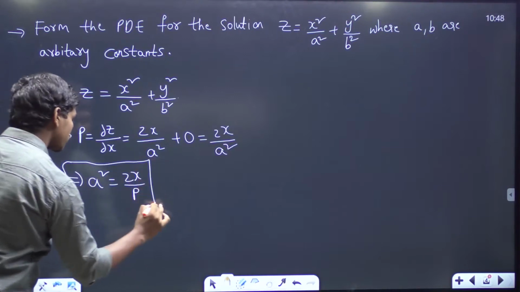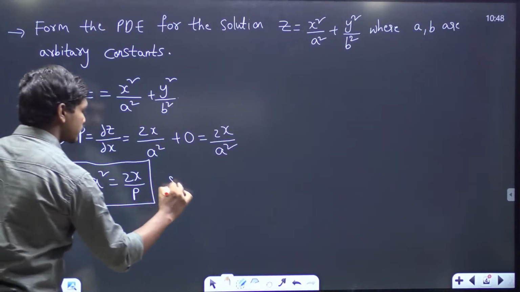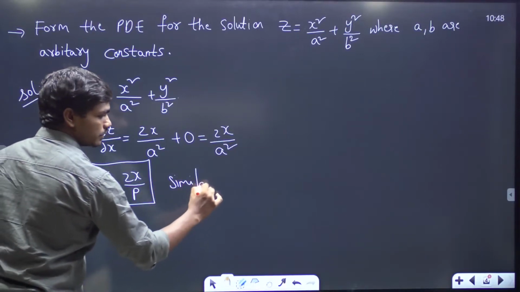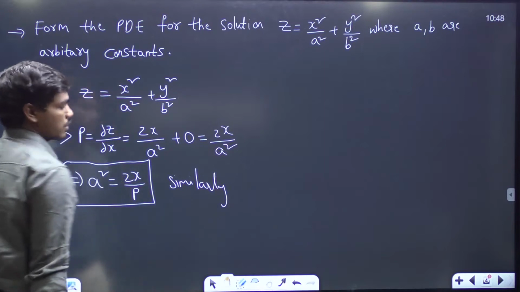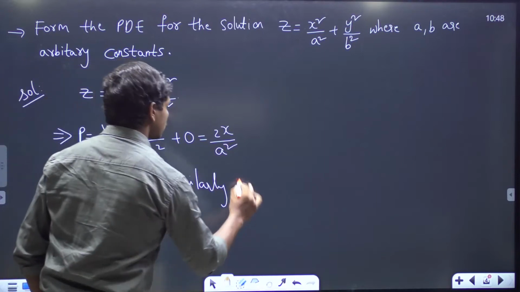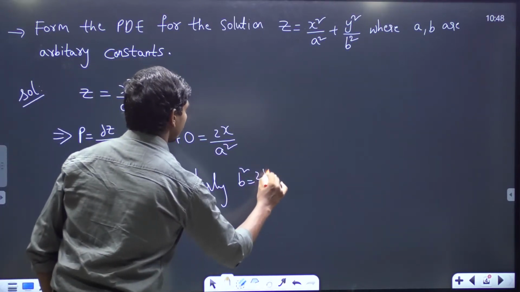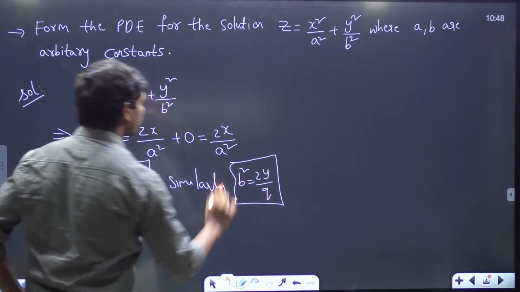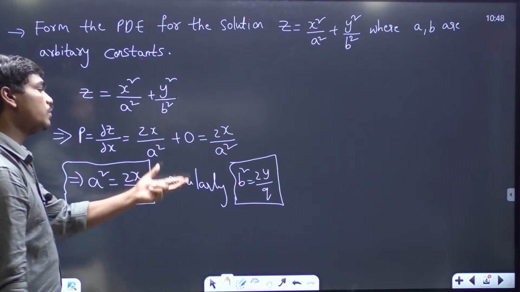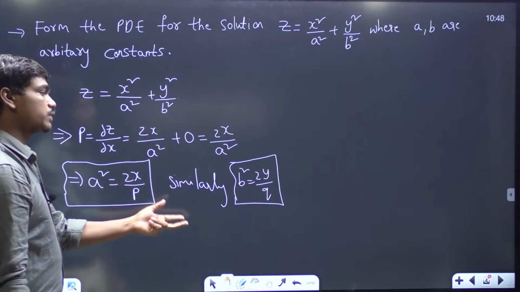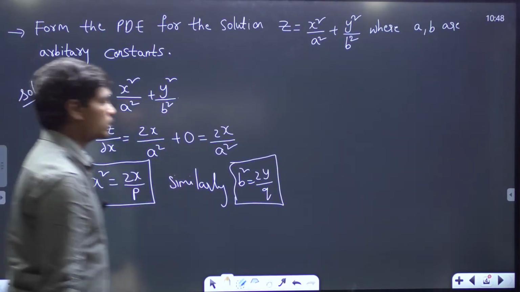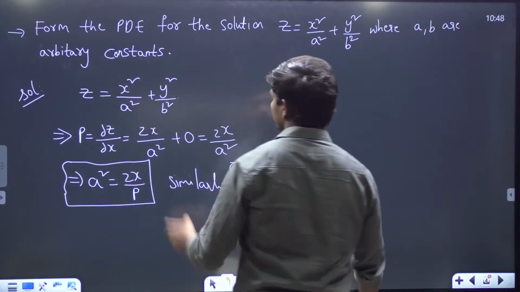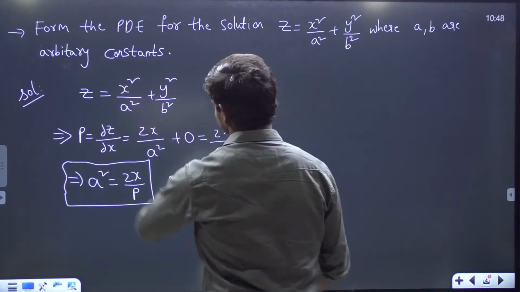Similarly, can you tell me what would be the value of b square? I hope now you got how to perform operations, correct? So b square is equal to 2y by q, correct? Because if you differentiate with respect to y, then the first term will go to 0 and q will give you 2y divided by b square. So b square is equal to 2y by q. So using these two equations, you need to eliminate a and b from this equation. So let us substitute there.